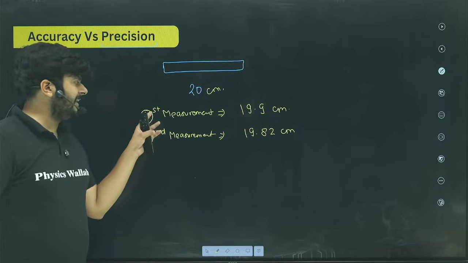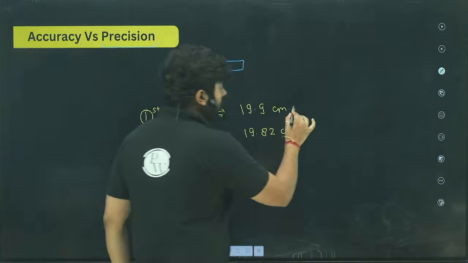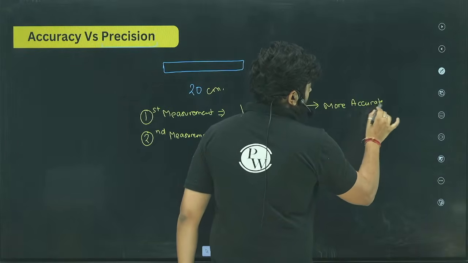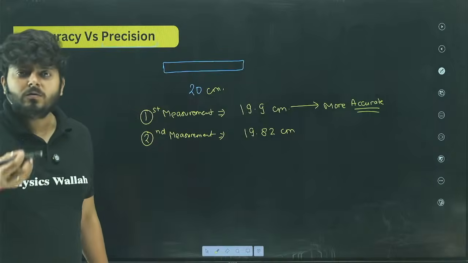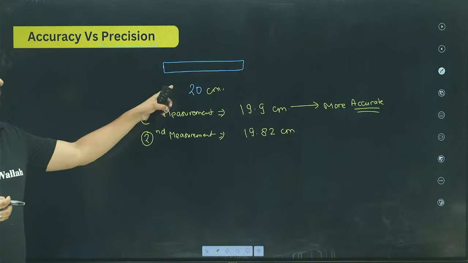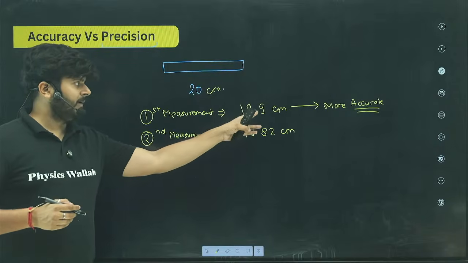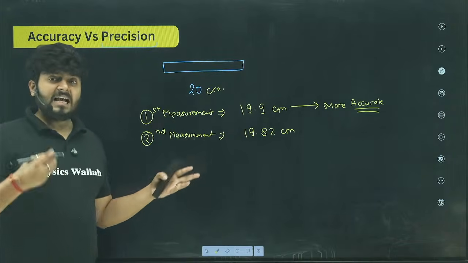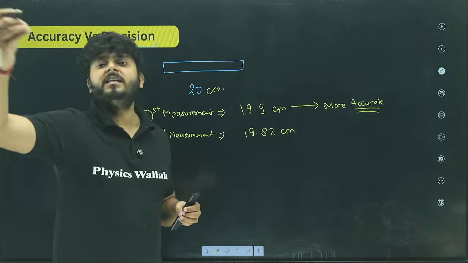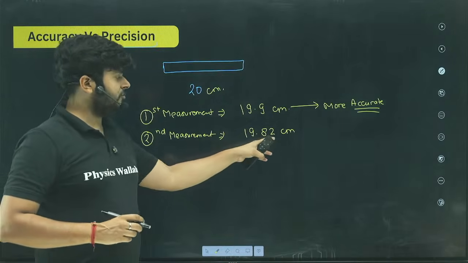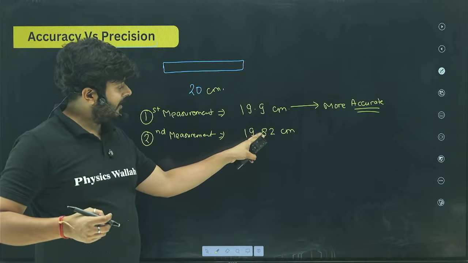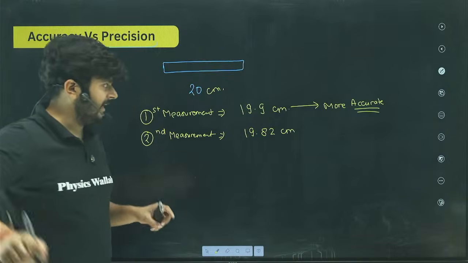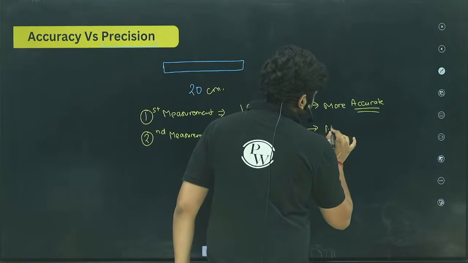So see that 20 is the actual length and the first measurement is clearly closer to the actual length. So we can say that first measurement is more accurate, right? Accuracy has to do with how close the measured value is to the true value. 19.9 is closer than 19.8 something, so it is a more accurate value. And preciseness has something to do with till how many decimal points you can measure something. With this instrument, you had a chance to measure at second decimal place as well. So clearly the second measuring instrument was more precise, right? So this is a more precise measurement.